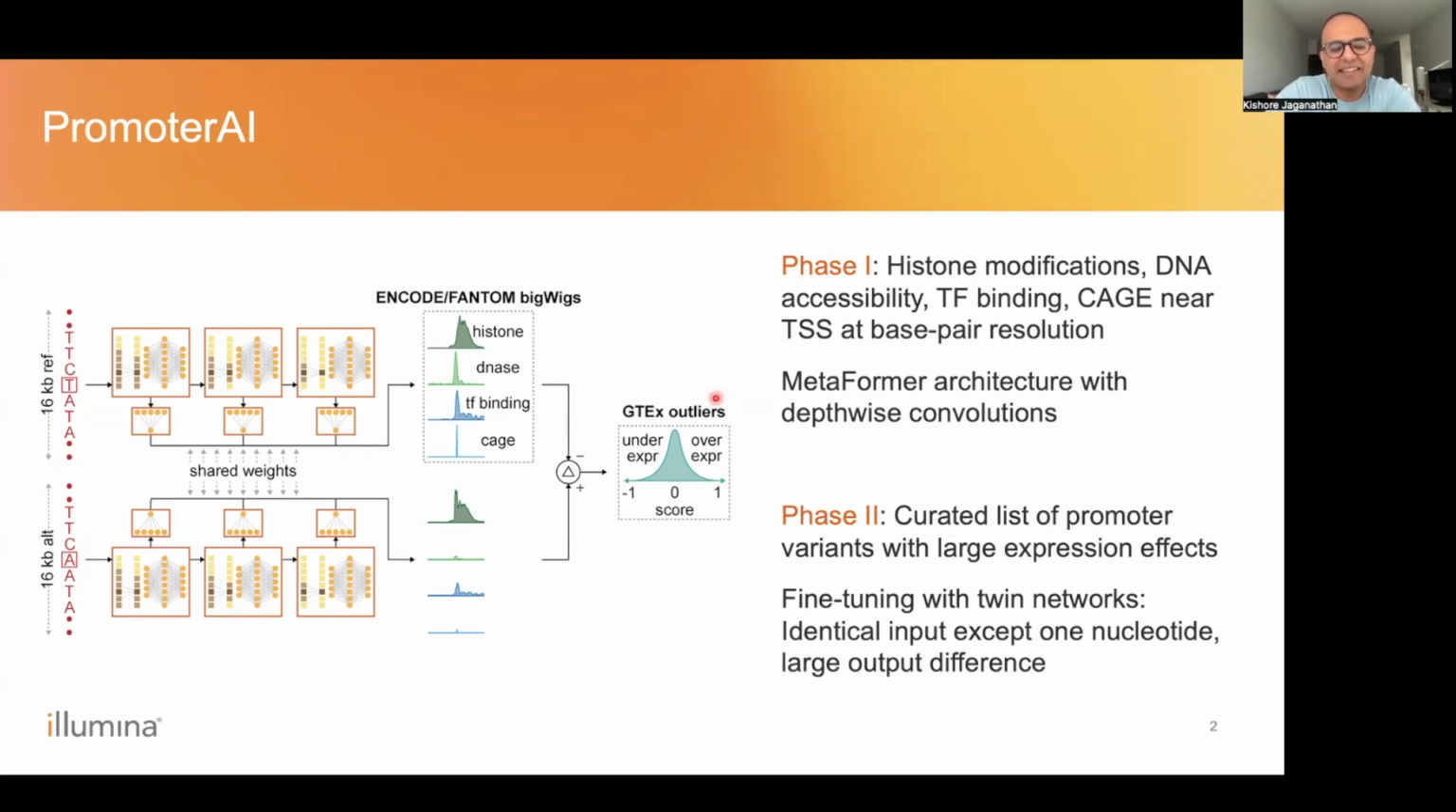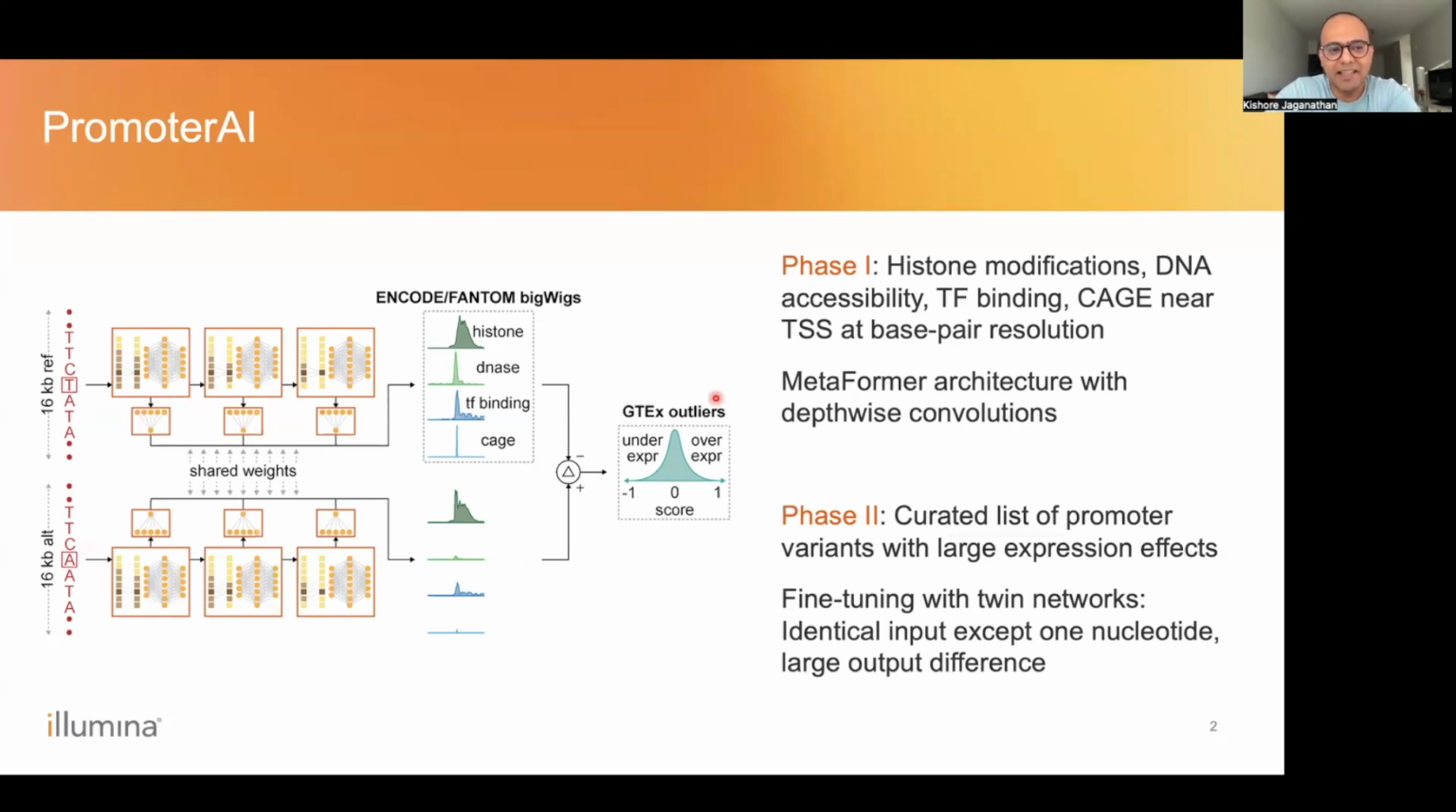Over time, we have noticed internally, and we're also seeing external work saying that histones and TF binding, you probably don't need anymore. But CAGE and accessibility are super important. You can use either CAGE or RNA-seq, and for accessibility, either DNase-seq or ATAC-seq, but those two are very important, and the other two are negotiable.